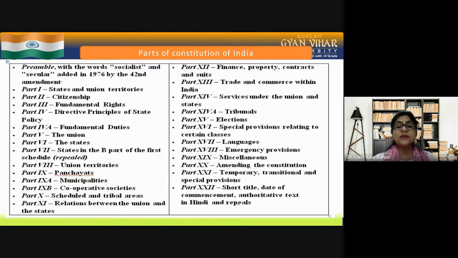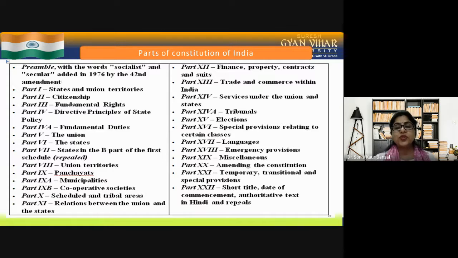Part 18 is about emergency provisions in India. Part 19 is about miscellaneous constitutional provisions. Part 20 is about amending the constitution, how it will be amended if it is in need. Then Part 21 is related to temporary, transitional and special provisions.